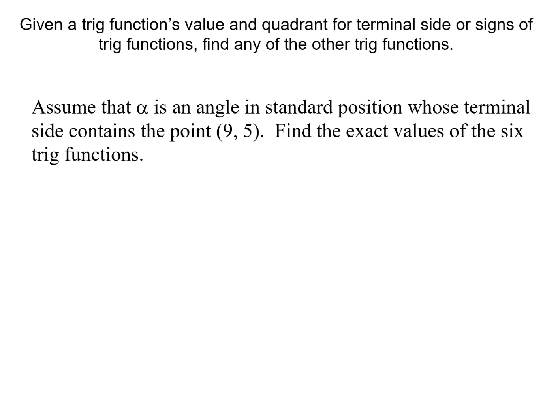Okay, given a trig function's value in a quadrant for the terminal side or signs of the trig functions, find any other trig functions. So here's an example. Assume that alpha is an angle in standard position whose terminal side contains the point (9, 5). So I'm going to plot that point, going over 9 and up 5. And there's my point (9, 5).